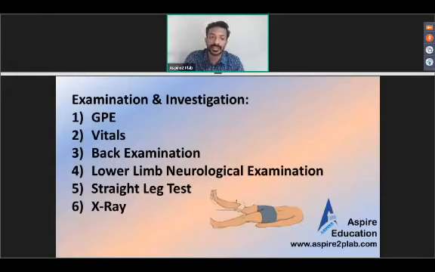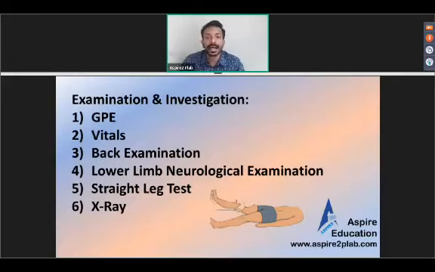Then you need to specify it. You need to specify, like, I would like to do general physical examination, I would like to check vitals, I would like to do back examination, I would like to do lower limb neurological examination, and straight leg test. He wants to hear every single examination separately. So you need to mention every single thing. All right. And in this station, he's giving straight leg test is positive.